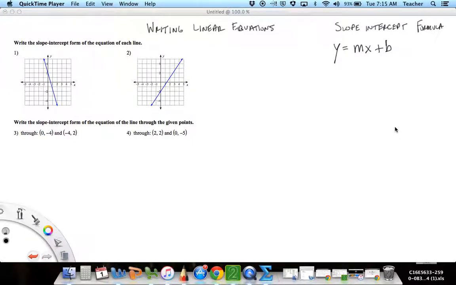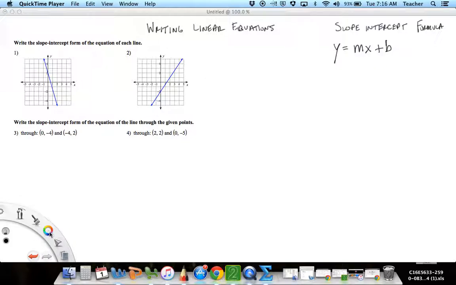Alright, hello everybody. In this video we're going to be talking about writing linear equations. Now the basic idea of writing linear equations is that we need to use the slope-intercept formula. There are multiple formulas out there such as standard form or point-slope form, but for this case we're just going to focus mostly on the slope-intercept formula.